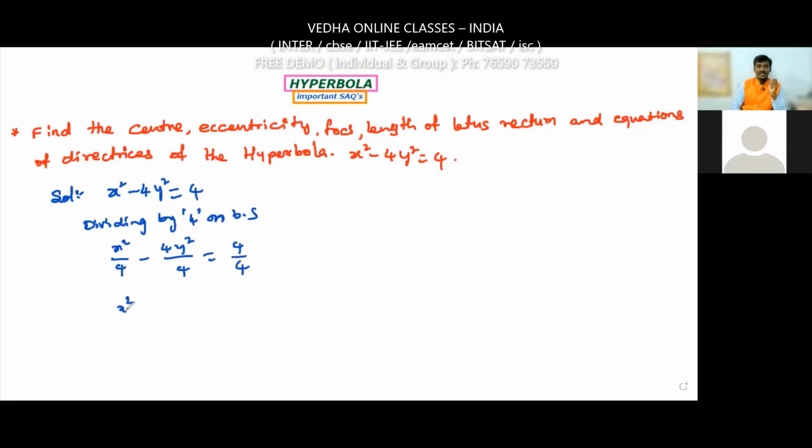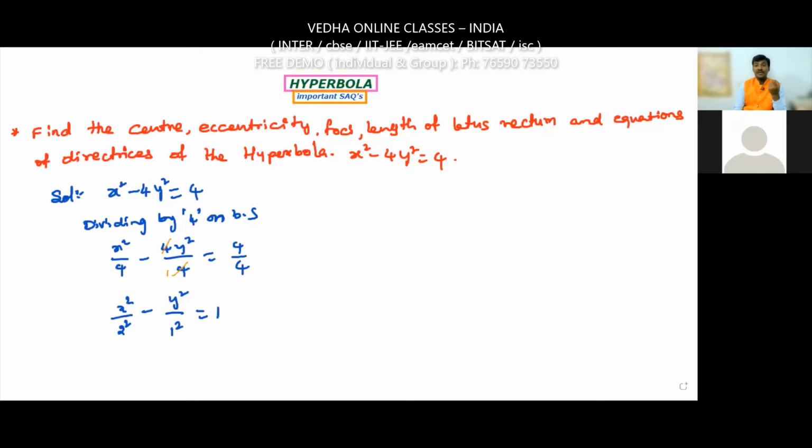So that means x square divided by 4, I am writing as 2 square, y square divided by, here we can cancel this 4 and 4, 4 one time, 4 one time. So we can write this as 1. The 1 we can write as 1 square is equal to 1. Why are we writing it as 1 square?